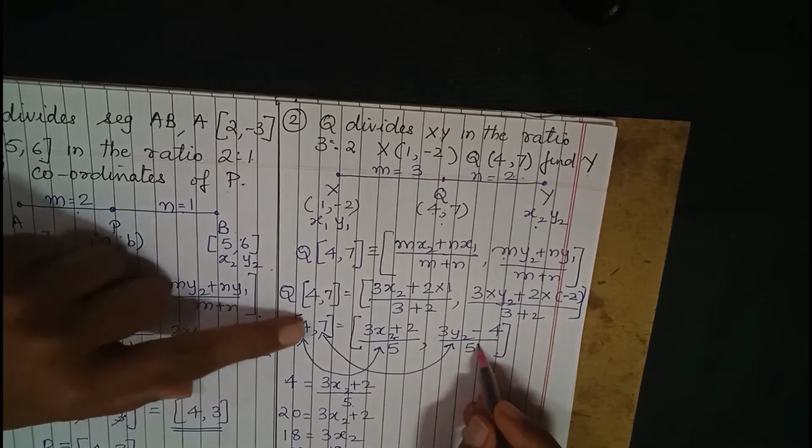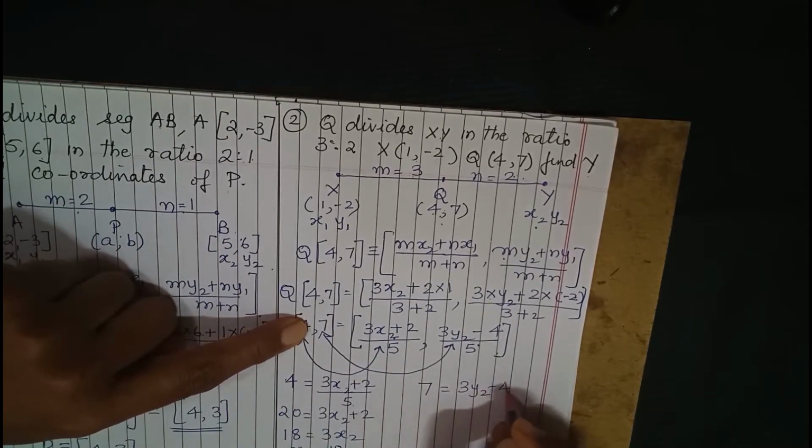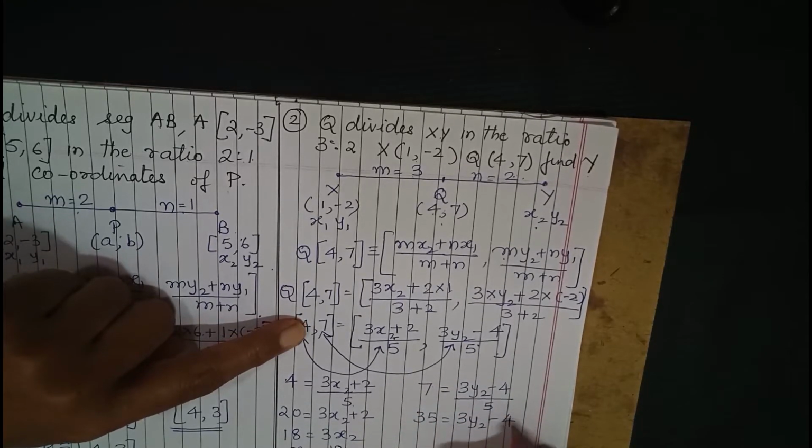Now similarly, let's calculate for y2. So 7 is equal to (3y2 minus 4) upon 5. Cross multiply, 35 is equal to 3y2 minus 4. Take 4 this side, minus will become plus. So 35 plus 4 is 39. 39 is equal to 3y2. So y2 is equal to 39 upon 3, which is 13.